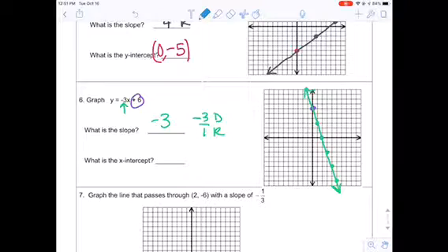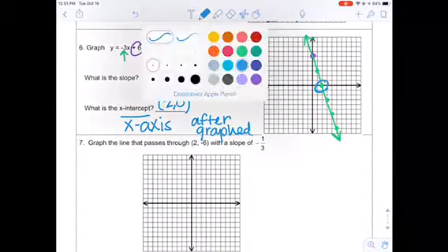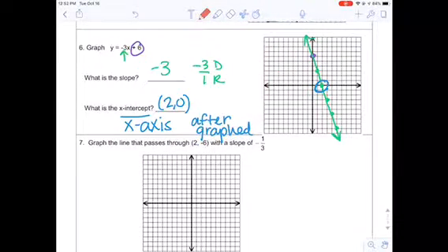And then they ask me for the x-intercept, which is where it crosses the x-axis. This is not visible through anything in the equation. This is only visible after I've graphed. So I couldn't answer that before I've graphed. And my x-intercept, it crosses the x-axis at the point (2, 0).